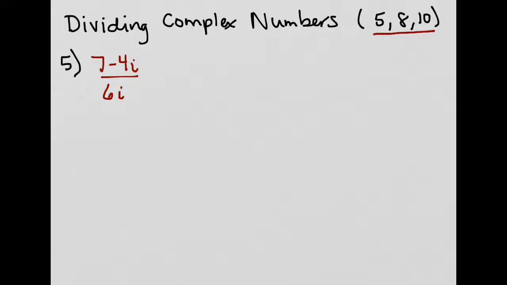Whenever we have i in the denominator, just the imaginary portion, in order to divide, all we're going to need to do is multiply by i over i. When we do this, we're going to end up distributing the i on top, and then down below we just have 6i times i, which is 6i squared. So let me go ahead and distribute.